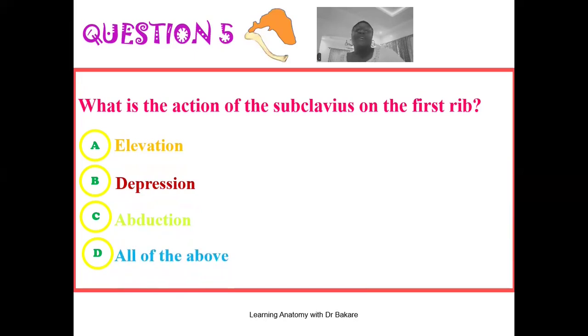The correct answer here as it relates to the subclavius exerting its action on the first rib is to help elevate the first rib. And this is usually seen during expiration.